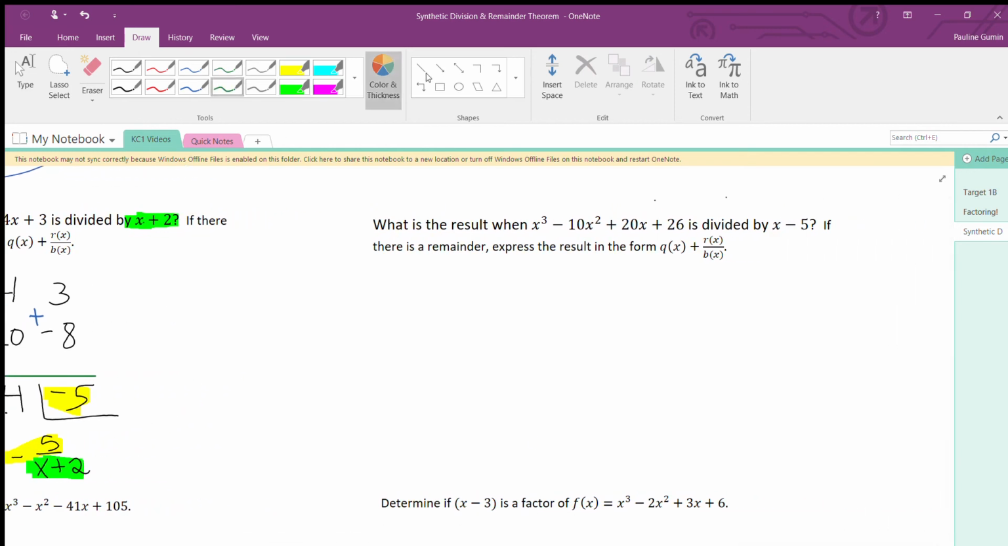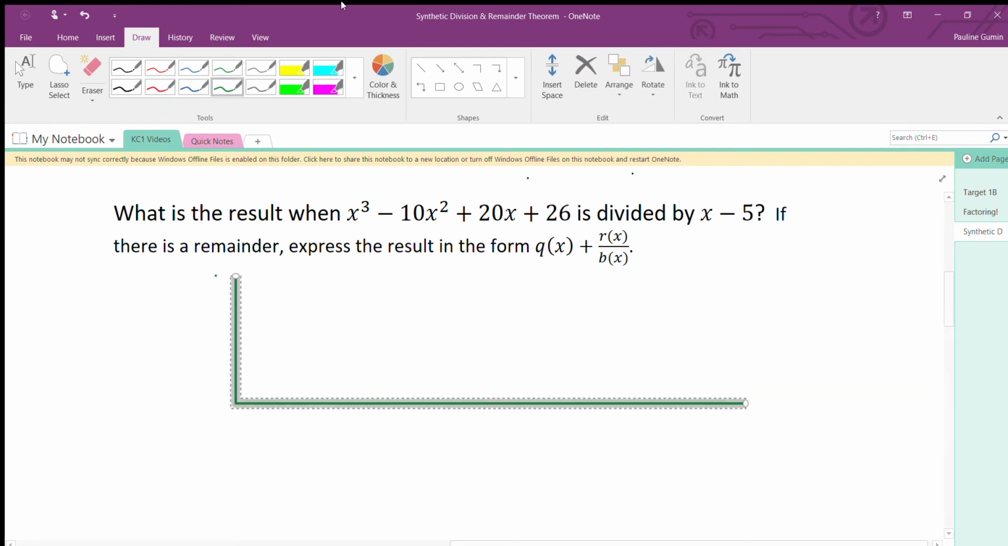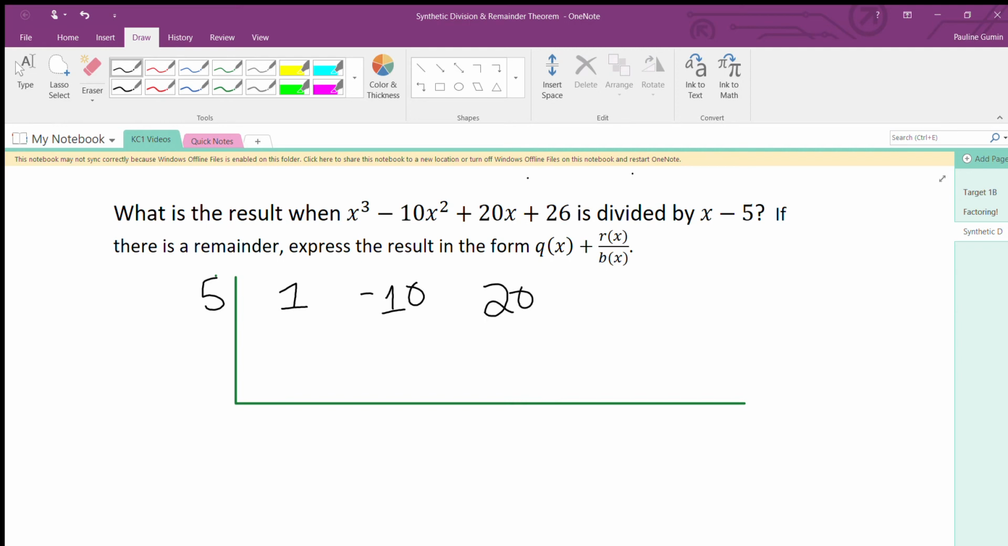Let's draw that L shape. Okay. Let's zoom in. Okay. Now I can make my L shape. Now I have an x minus 5, so I'm going to write a positive 5. There's a 1 in front of the x cubed, a negative 10 in front of this x squared, then a 20 in front of the x, and then a 26. Let's begin by dropping that 1 down. Let's multiply. 1 times 5 is 5.